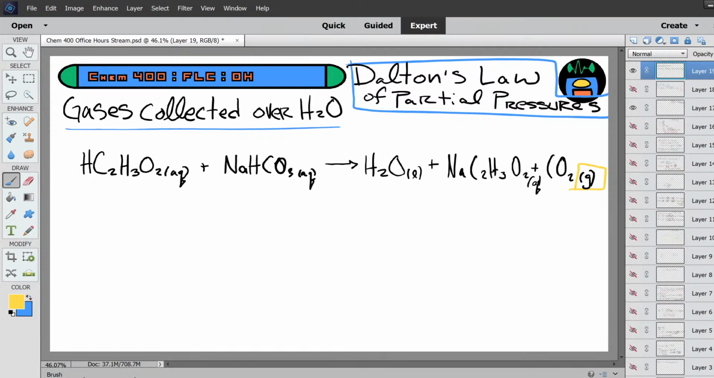Now, here's the thing, and this is the tricky thing. It may look like there's only one gas produced by this reaction, and technically there is only one gas produced by this reaction. Carbon dioxide is the only gas produced, but it is actually produced not as pure CO2, but as a mixture.